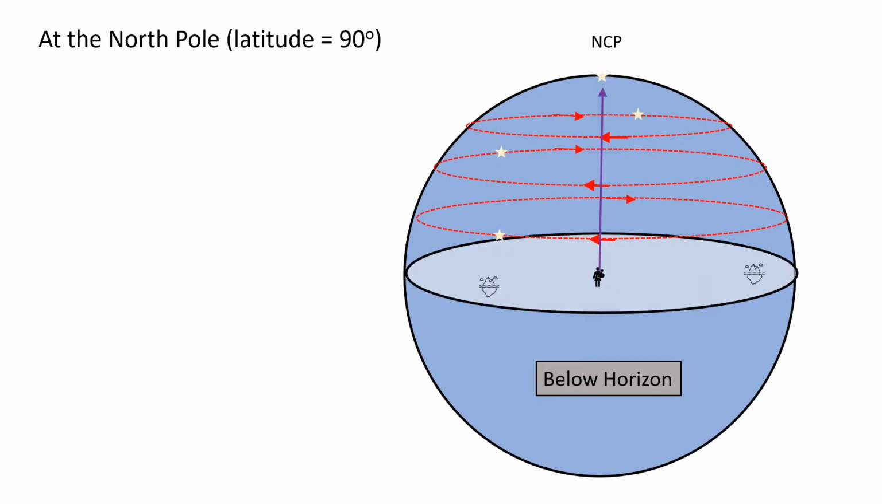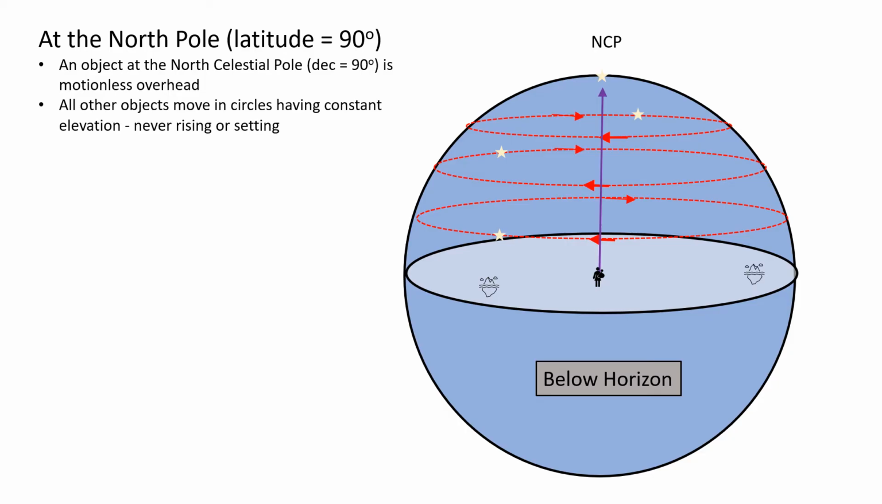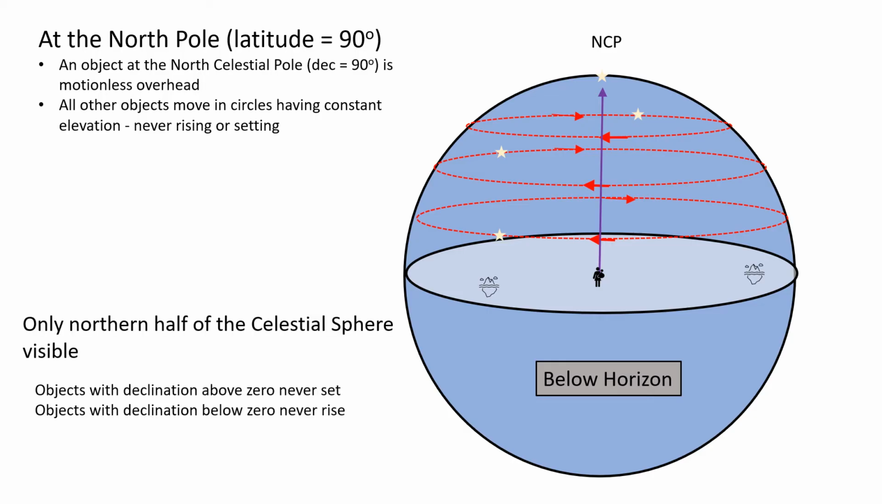And this time, imagine our observers at the North Pole. What they'd see is anything at the North Celestial Pole completely motionless directly overhead. All other objects would move in circles, having constant elevation, never rising, never setting. Only the northern half of the celestial sphere could be seen, and objects with a declination above zero would move in these constant circles, so they'd never set. Objects having declination below zero would never rise.